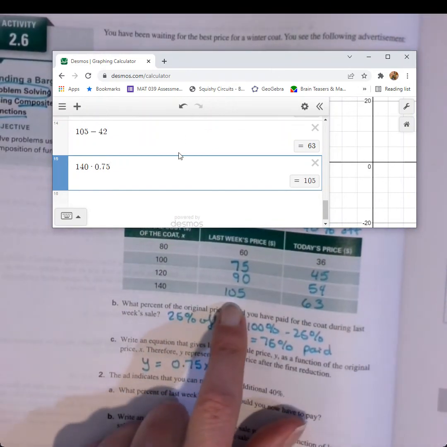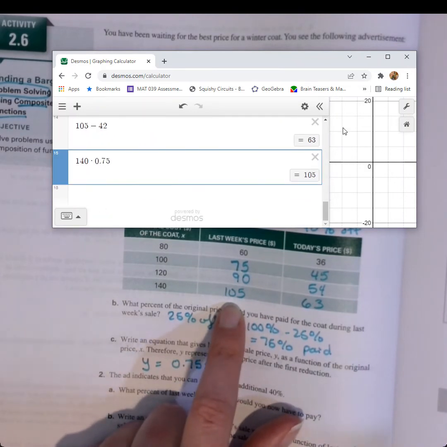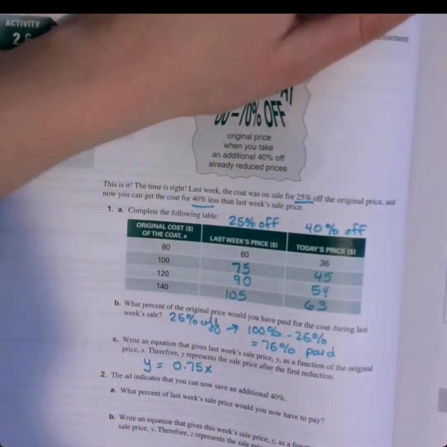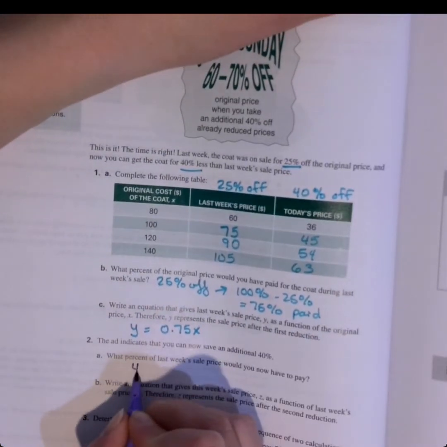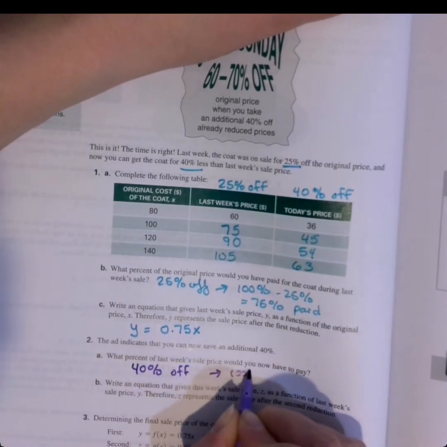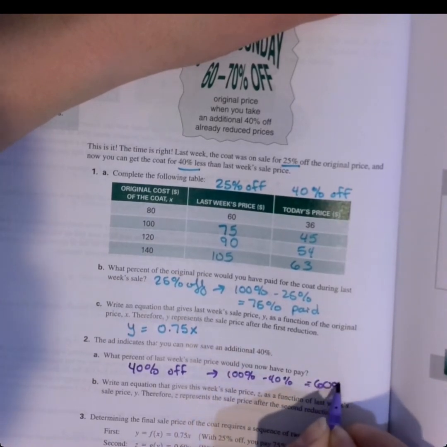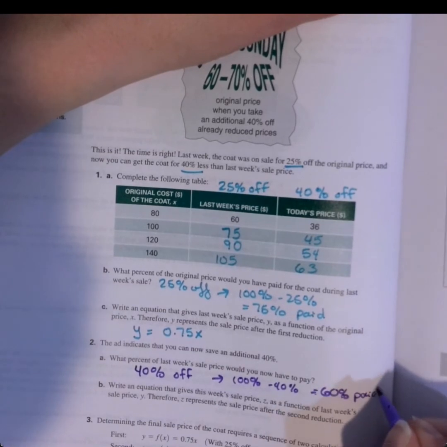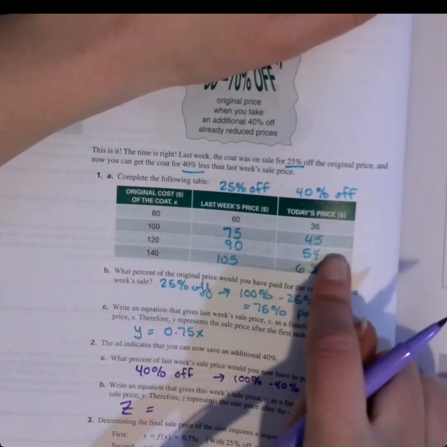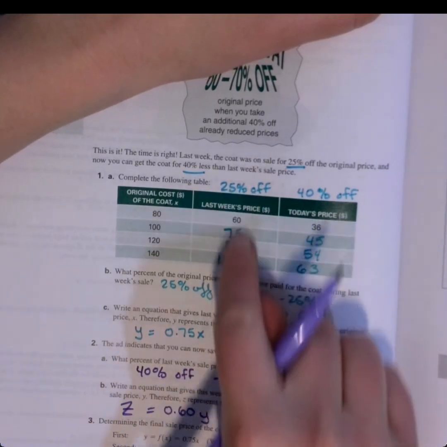directly, instead of having to get the 35 and subtract that off, right? So 105 directly if you said 75% of 140. Okay. Similarly, when I have 40% off, how much do I pay? So 100% minus 40% is 60% paid. So this equation would be z, the amount paid at the end, is 60% of y, which is last week's price.